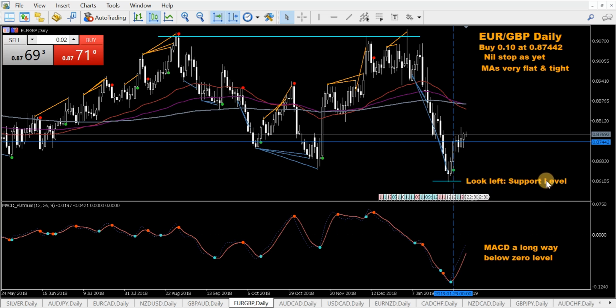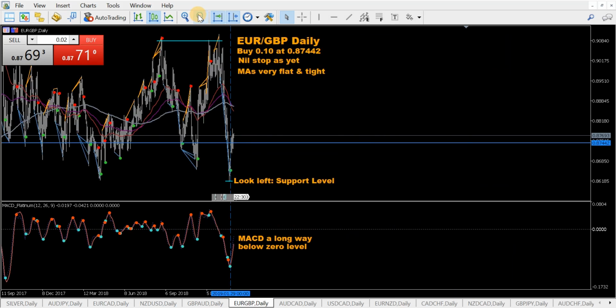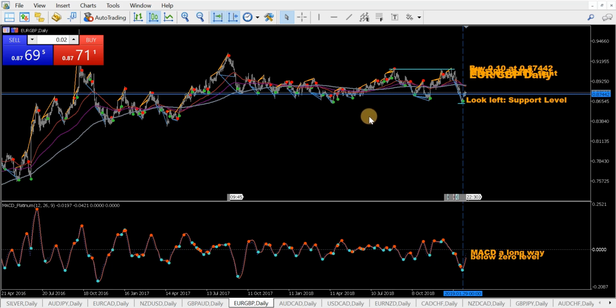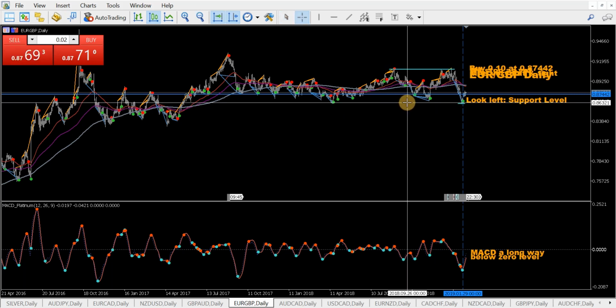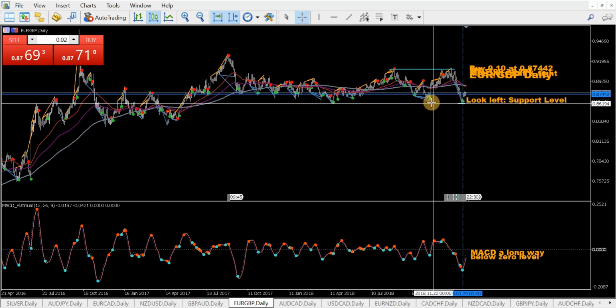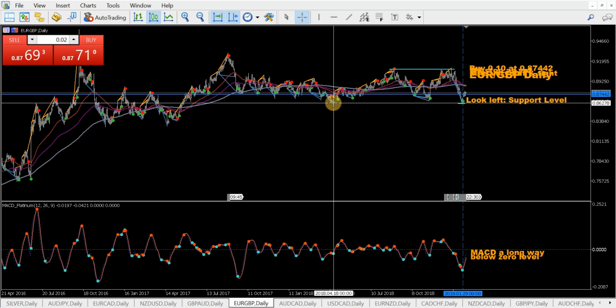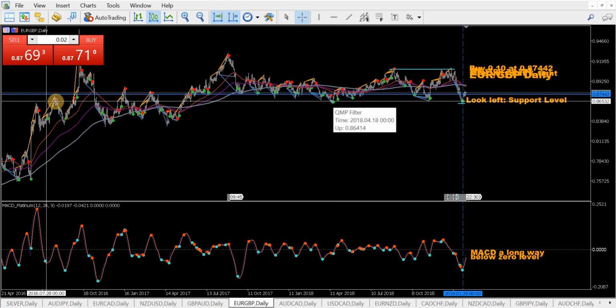Now you can see it looked left for a support level. Now if I just, this is an MT5 chart. I've just zoomed right out. You can see this level where prices sort of bounced off. It came close here, sort of come down here. So it's a fairly significant sort of level. I guess you could even go further.